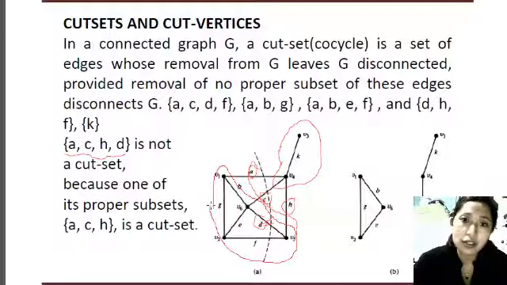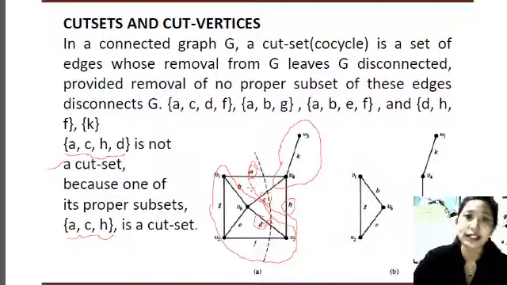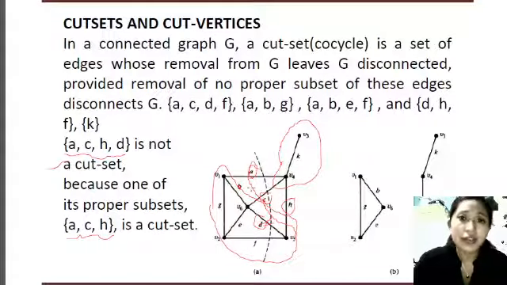So the graph becomes disconnected, but we cannot call this set a cut set. Why we cannot call this set a cut set is because its subset, that is the subset with only 3 edges, A, C and H, is going to disconnect the entire graph. So when, for a given set, there is another set which is a subset of that given set that also disconnects the graph, then we cannot call that set a cut set.